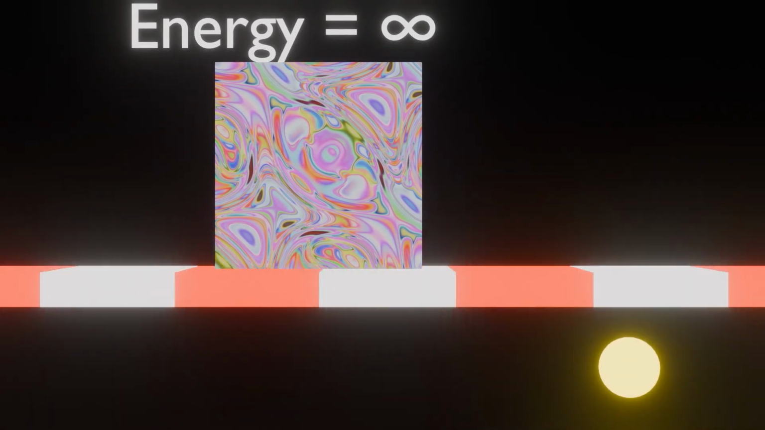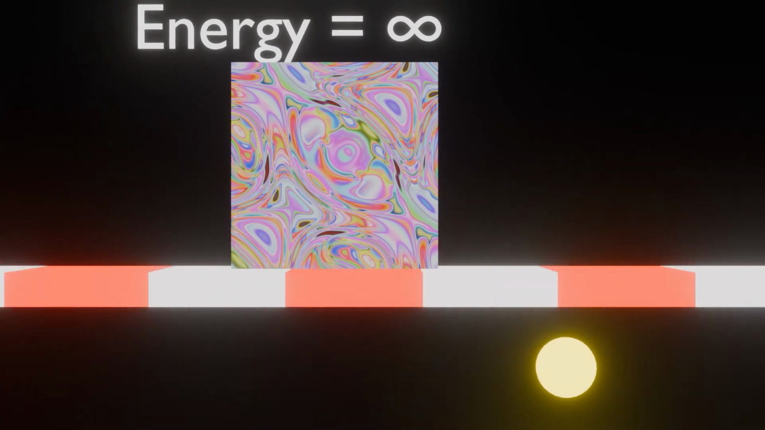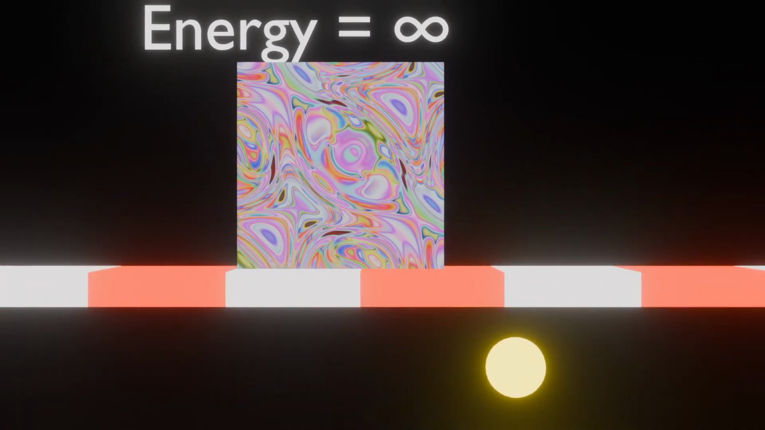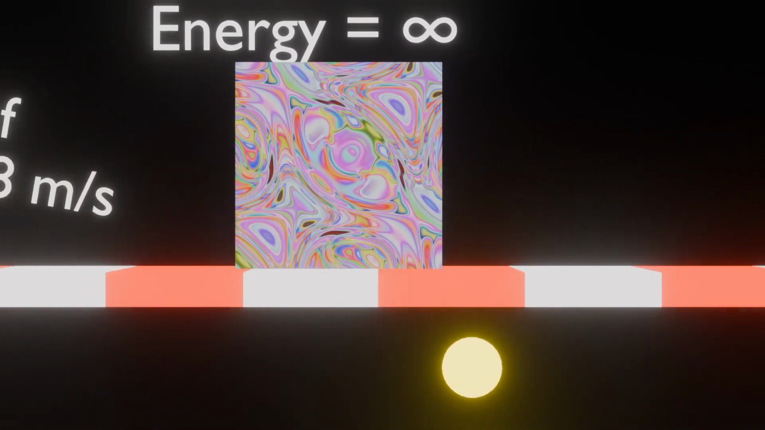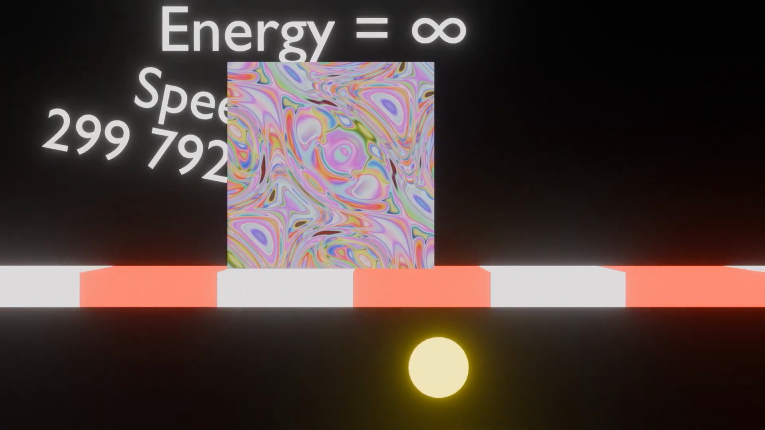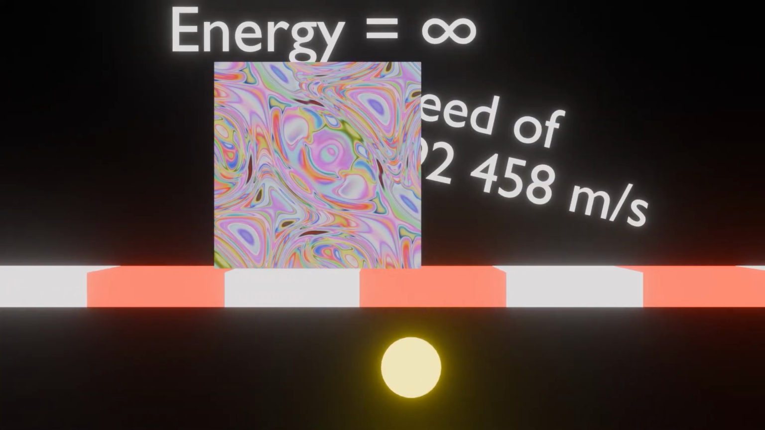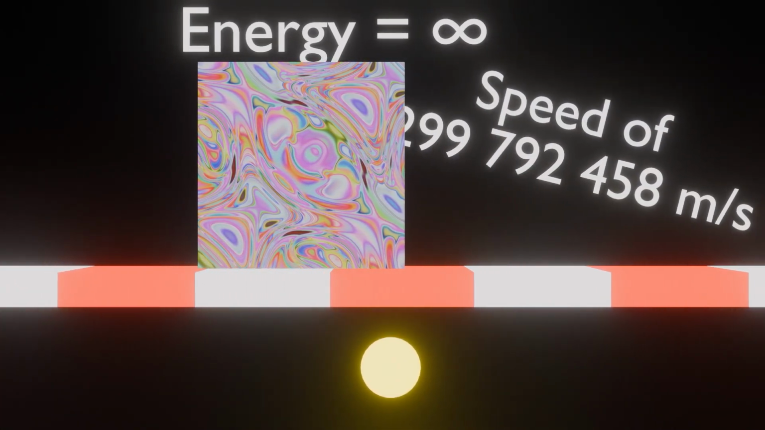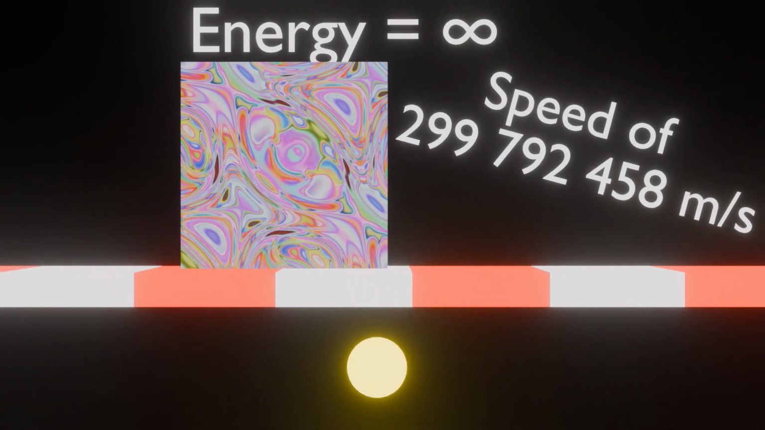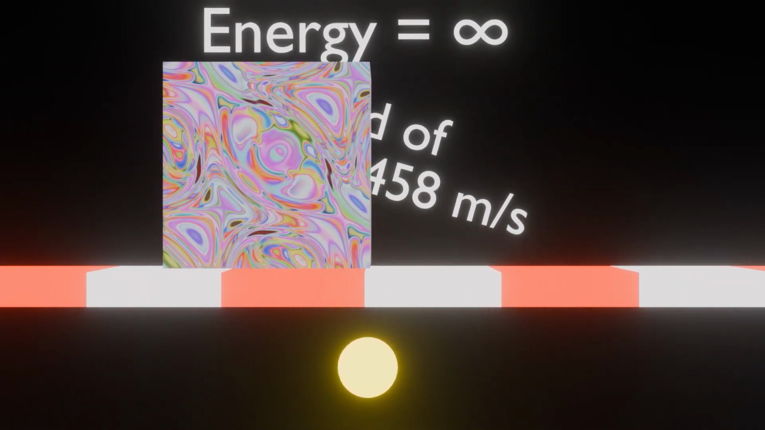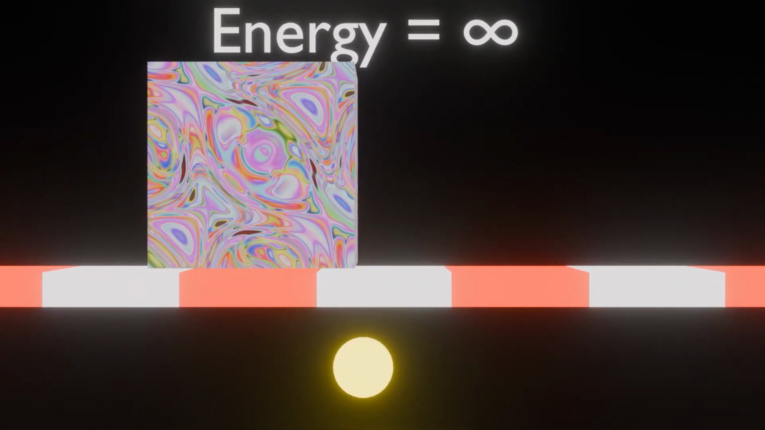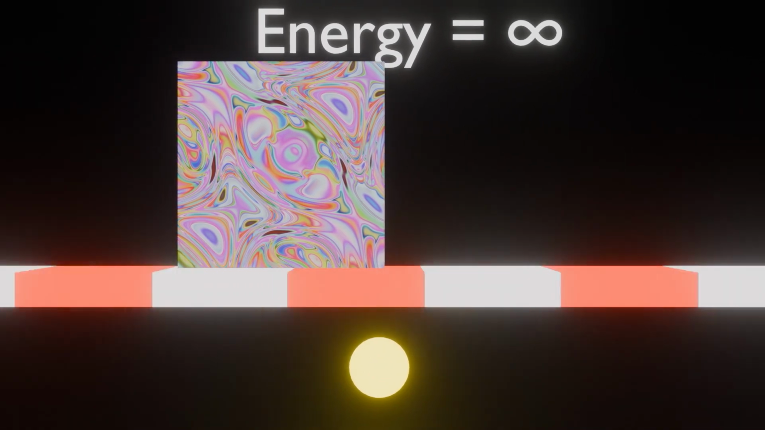So this is what it would basically be like if you added infinite energy to the box at the top, which has mass. It would travel at the same speed that a photon travels at, which is the speed of light, which comes out to be 299,792,458 meters per second. I am sorry for the bad explanation, it's bad because I came up with it.